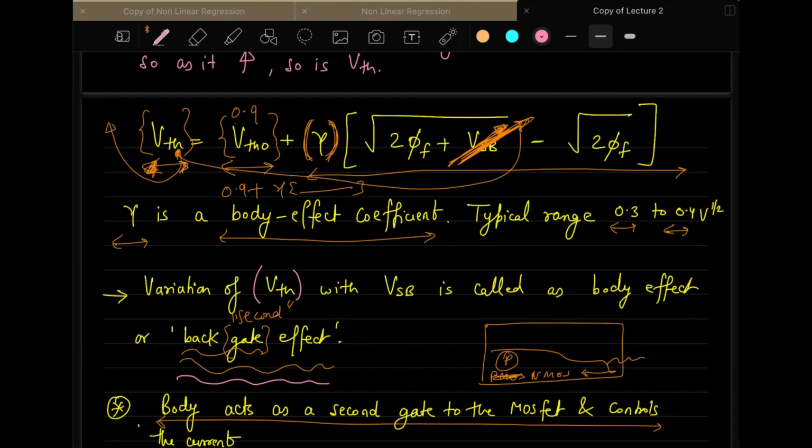So what do you observe from here? If you change the bulk voltage or bulk terminal of the MOSFET, if you change VSB actually, the VTH will change, and if VTH changes, current changes. Current will be moving up and down depending upon the variation in VSB. So VSB is also controlling the current. Last time we saw that only VGS is controlling the current, but now VSB is also controlling the current.